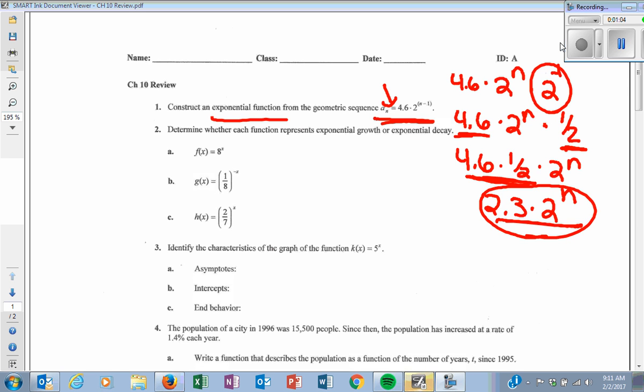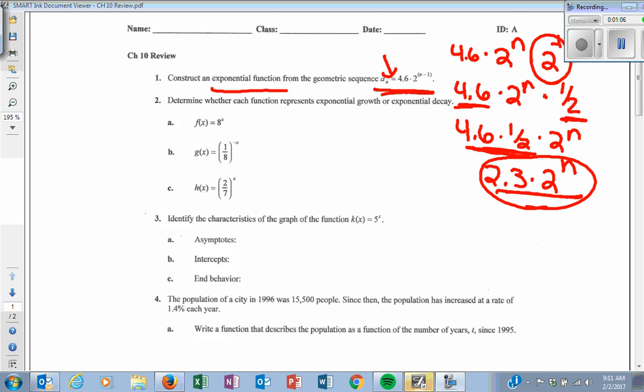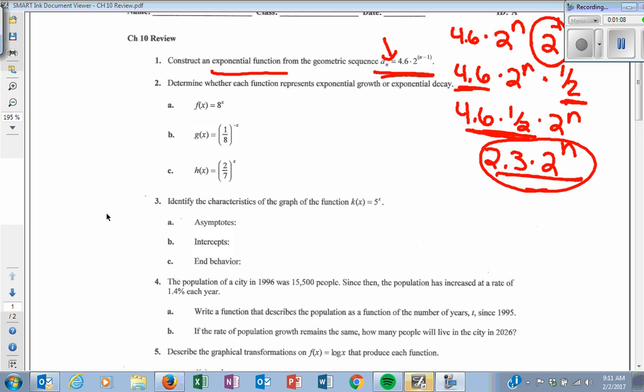All right, next ones, it just asks you if they're growth or decay. This one, A, is really easy. That's bigger than 1, so it is a growth. This is between 0 and 1, so this is a decay. This one is the little tricky one.